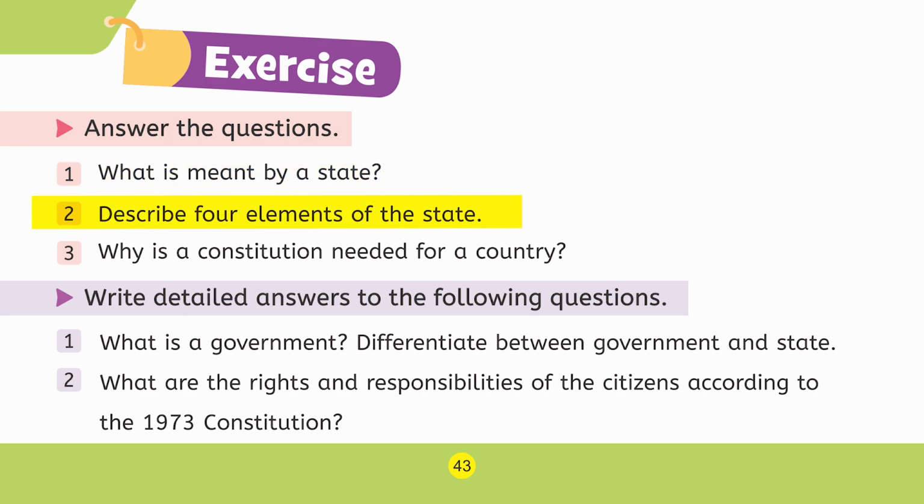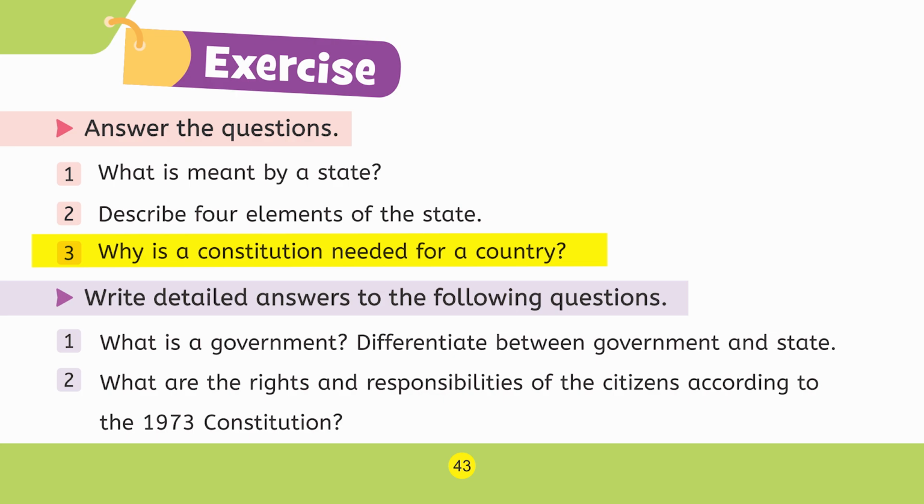And the next is, describe 4 elements of the state. A state is made up of 4 elements: people, territory, government, sovereignty. And the next is, why is the constitution needed for a country? The constitution is a set of rules which tells how to run the state. These rules help in managing the government. These rules also help everyone to know their rights and responsibilities and tell them what they are allowed to do or not.